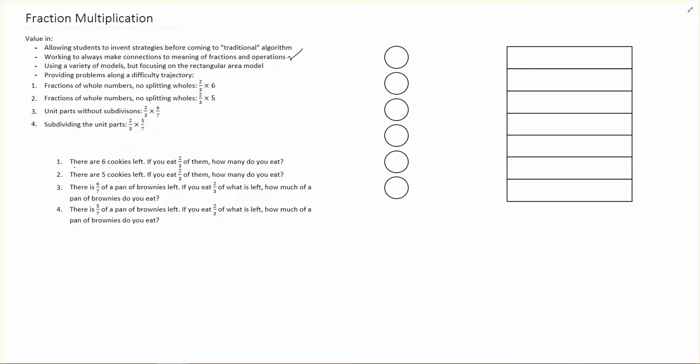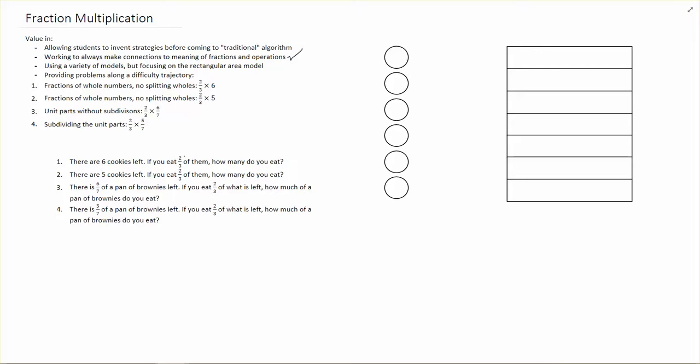For example, if we look at this problem here, there are 6 cookies left. If you eat 2/3 of them, how many do you eat? Now we're not really talking about 6 groups of 2/3 each. We're more talking about 2/3 of a group of 6. So let's say we've got our 6 cookies here, and we want to eat 2/3 of them. How can we figure that out?